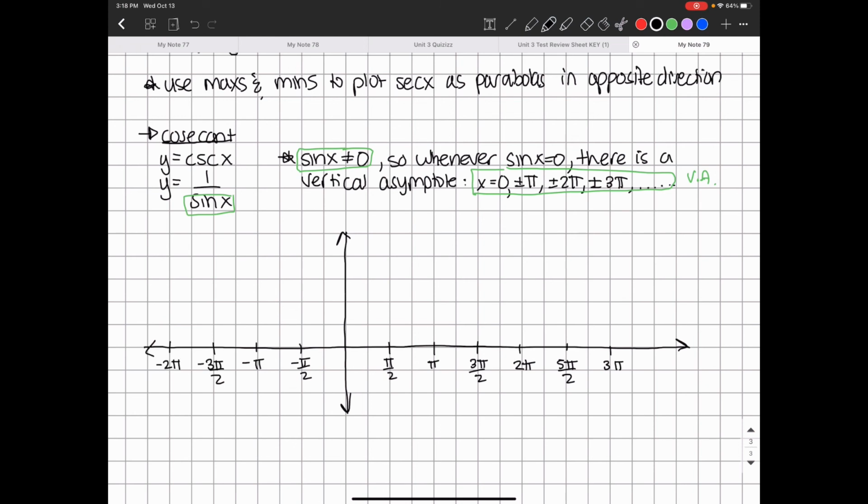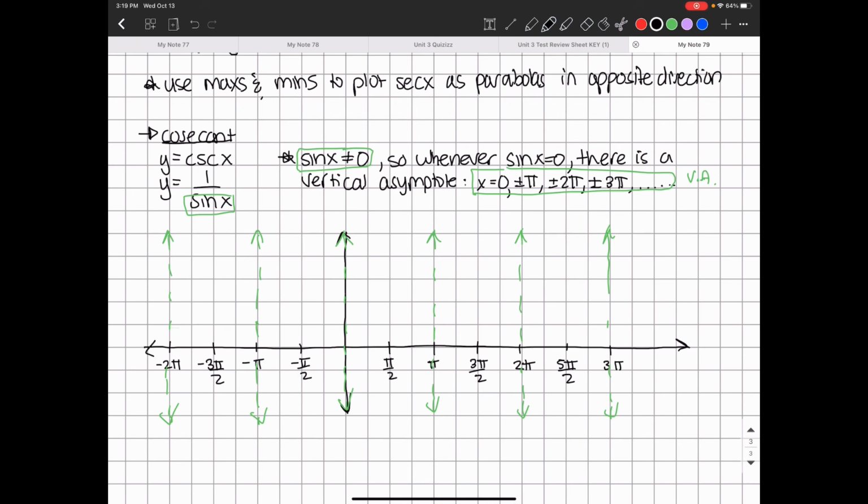And then I'm going to put all of my vertical asymptotes in. So I have a vertical asymptote at x is equal to 0. I have one at pi. I have one at negative pi. I have one at 2 pi. I have one at 3 pi and negative 2 pi. And then I'm going to actually draw in black, which is not part of my graph, but I'm just going to use it as a guide.